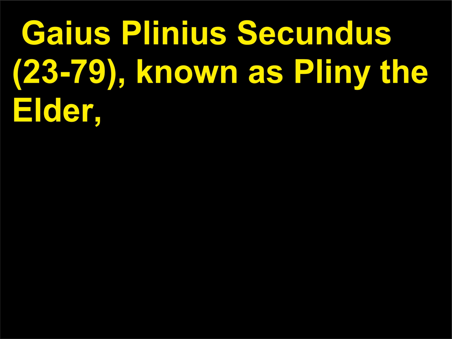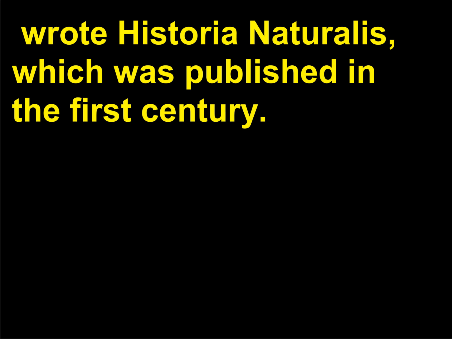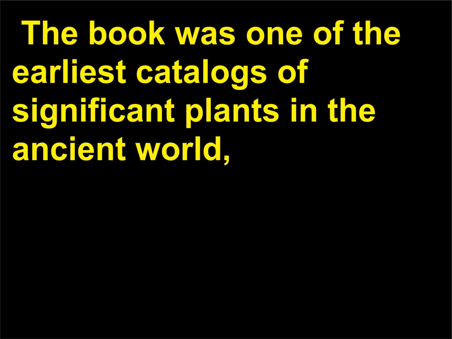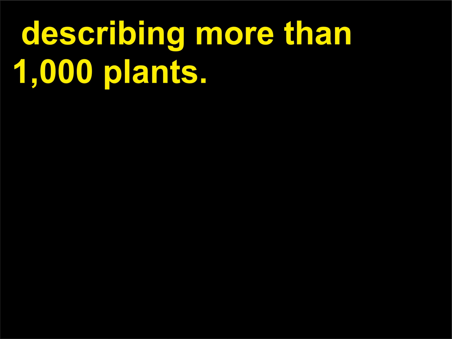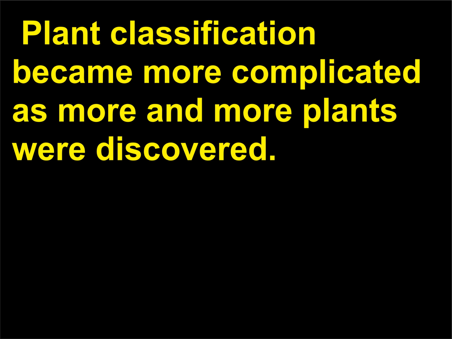Gaius Plinius Secundus, 23 to 79, known as Pliny the Elder, wrote Historia Naturalis, which was published in the 1st century. The book was one of the earliest catalogues of significant plants in the ancient world, describing more than 1,000 plants. Plant classification became more complicated as more and more plants were discovered.